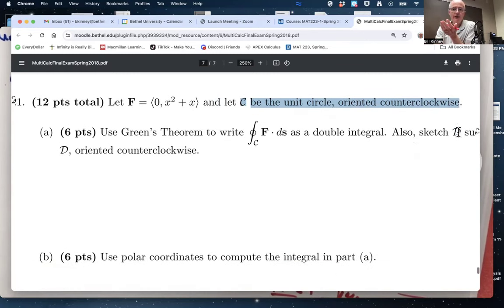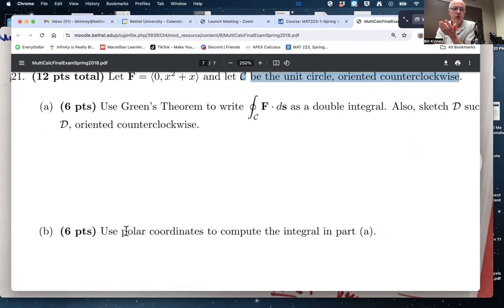It'd be a double integral of the scalar curl. So part A was to write that double integral down, and part B was to use polar coordinates to compute it. It's over a disk, the unit circle. Polar coordinates is definitely the best thing to use there.